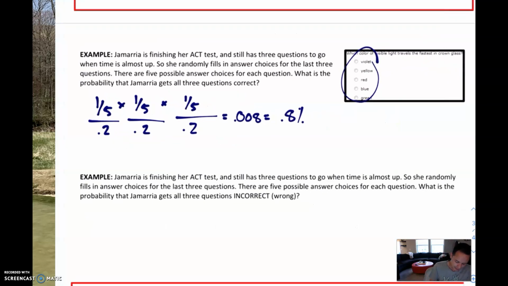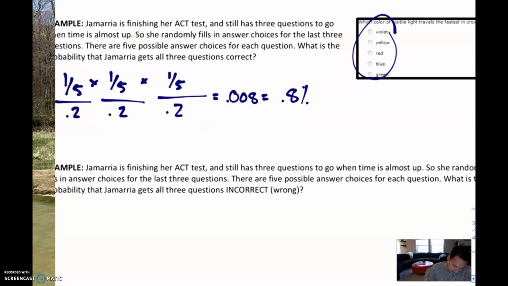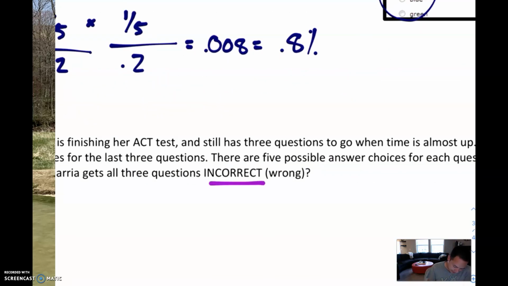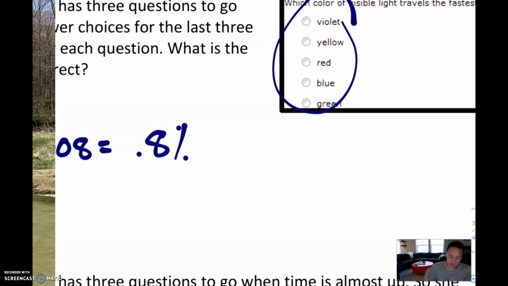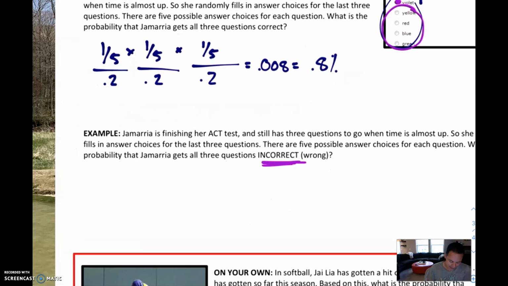All right, last example. Again, finishing up that ACT, I want to know what's the chance that she gets all 3 of them incorrect. What's the chance she gets them wrong? So out of these 5 answer choices, there might be one of them that's correct. I don't know if that's the right one, but that means 4 of them are wrong. She has a 4 out of 5 chance of getting them wrong.